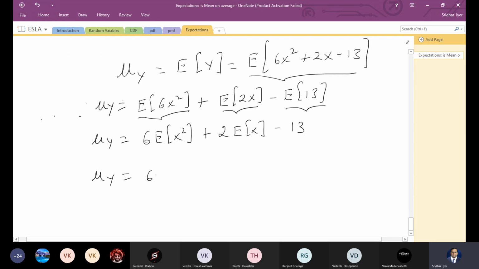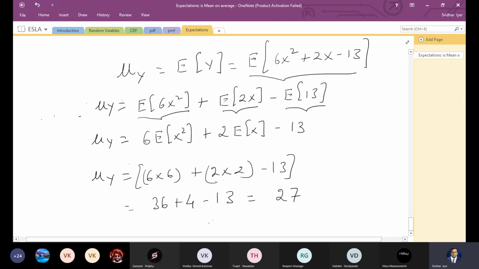Now, E of x square is already given to us, and the value of E of x square, which is given to us in the question, is 6. Therefore, you'll have 6 into 6 plus 2. The value of E of x, that is the mean value, is already given to us in the question, which is 2. So you'll have 2 into 2 minus 13. Right? So this will be 36 plus 4 minus 13, and that turns out to be 27. So mu y is 27.